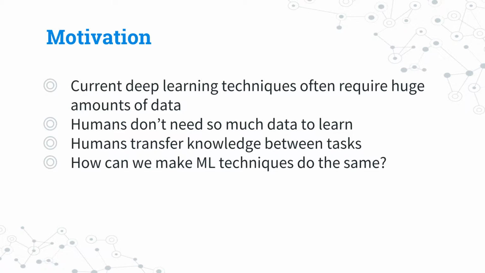This starkly contrasts with the way humans learn, because humans don't really need so much data to learn. The reason is because we transfer knowledge between tasks. So if I show you something that you've never seen before, most likely you'll relate it back to something you've already seen and transfer that knowledge to be able to recognize the new object in the future. So our goal with meta learning is to understand how we can make ML techniques do the same as humans, so basically be able to transfer knowledge between tasks.